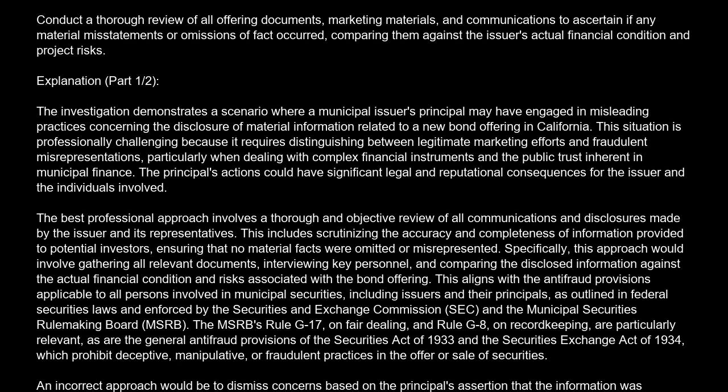This aligns with the anti-fraud provisions applicable to all persons involved in municipal securities, including issuers and their principals, as outlined in federal securities laws and enforced by the Securities and Exchange Commission, SEC, and the Municipal Securities Rulemaking Board, MSRB. The MSRB Rule G-17 on fair dealing and Rule G-8 on record-keeping are particularly relevant, as are the general anti-fraud provisions of the Securities Act of 1933 and the Securities Exchange Act of 1934, which prohibit deceptive, manipulative, or fraudulent practices in the offer or sale of securities.